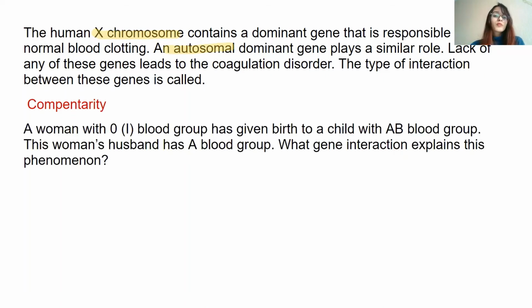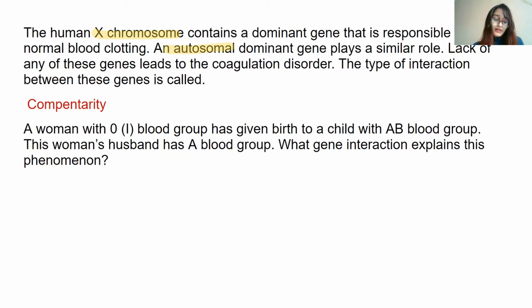So next, a woman with O blood group has given birth to a child with AB blood group, and this woman's husband has A blood group. So you see, how is it possible? Like, how can a child with AB be born when the mother is O? That is, she has no dominant gene of the ABO system, and still a child is having an AB blood group. So in this case, you have to consider the Bombay phenotype.